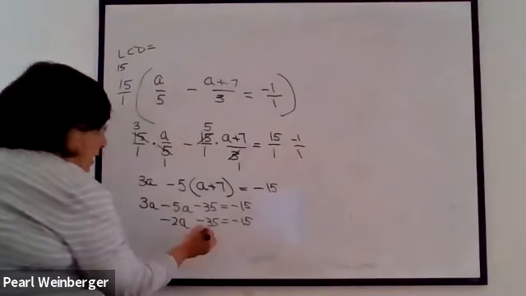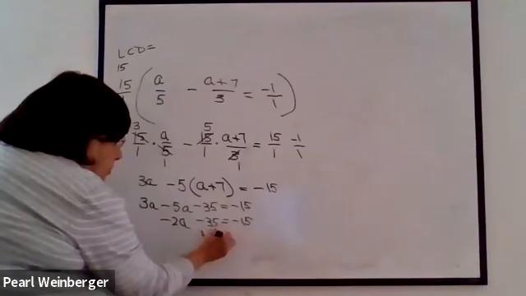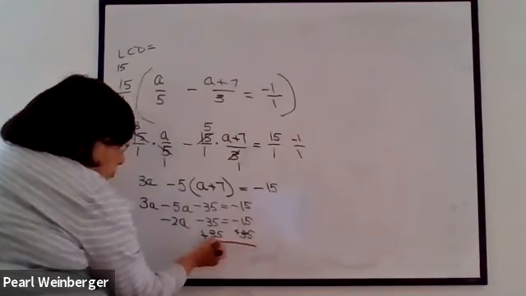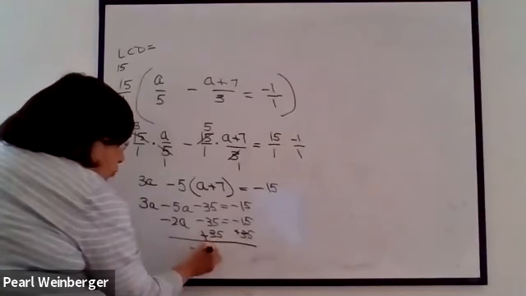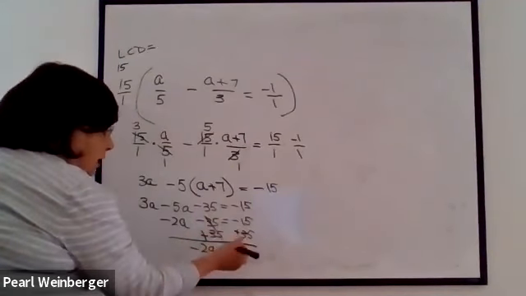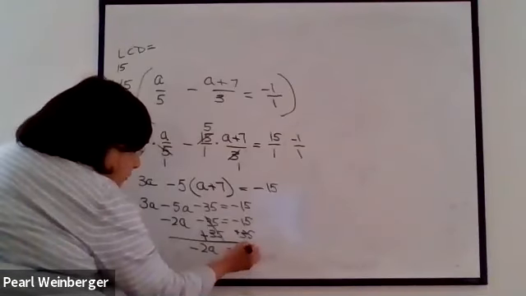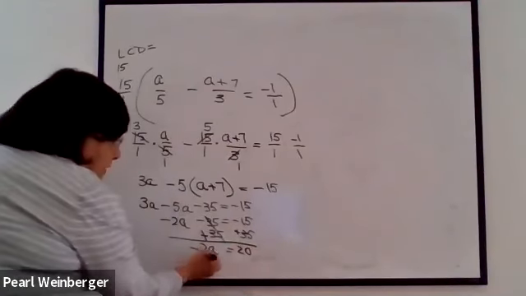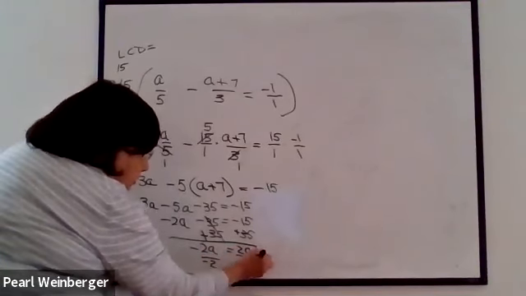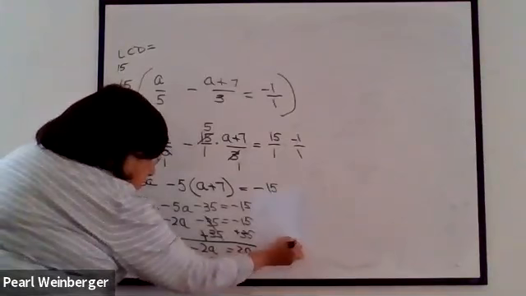Okay, now I'm going to add 35 to both sides, which will give me negative 2A. This is not gone. Now, negative 15 and 35 gives me positive 20. And then I'm going to divide by negative 2. And 20 divided by negative 2 is negative 10.